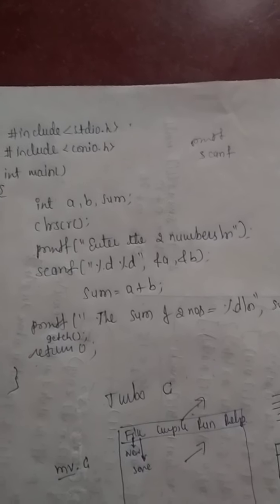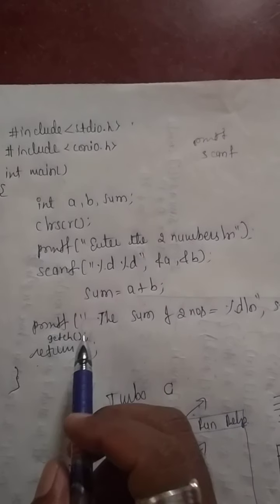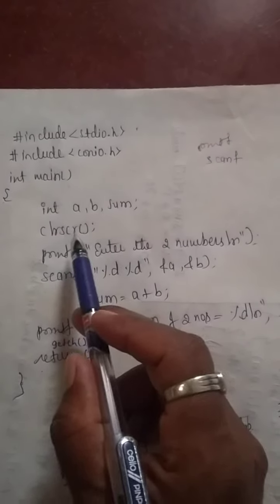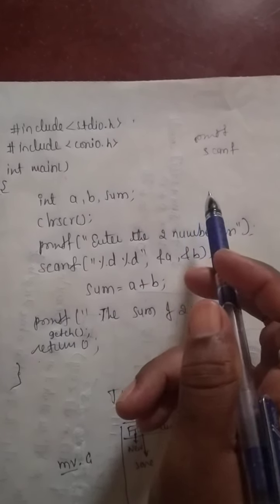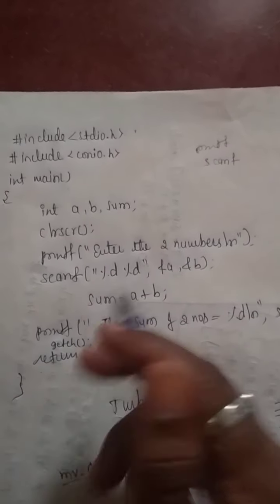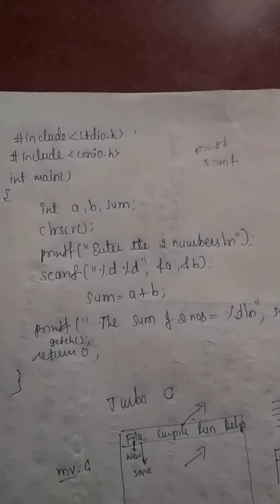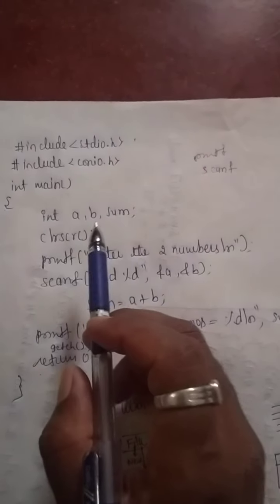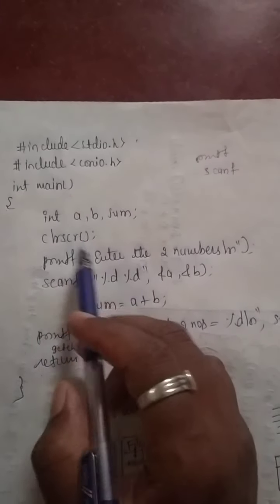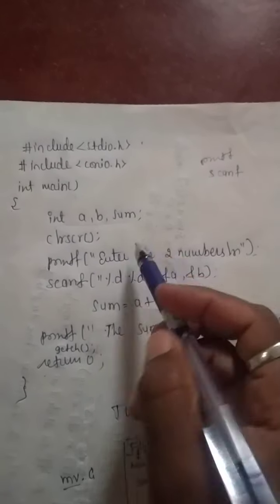What is the console input output header file? It is related to the clear screen and getch functions. The clear screen function clears the screen to see the input and output. Getch holds your output on the screen for a long time until you press any key. Got it? Now in this addition of two numbers, I want some local variables.